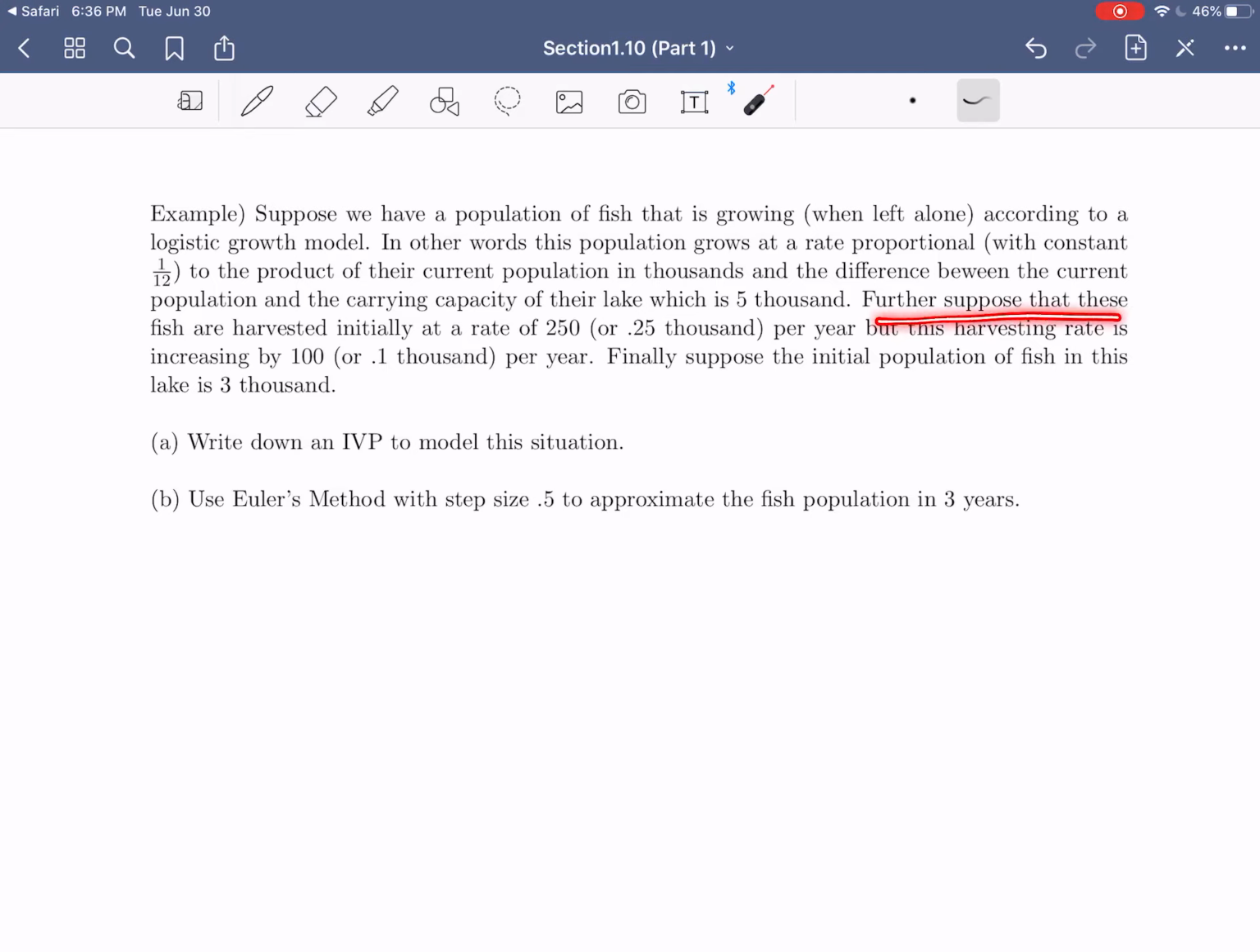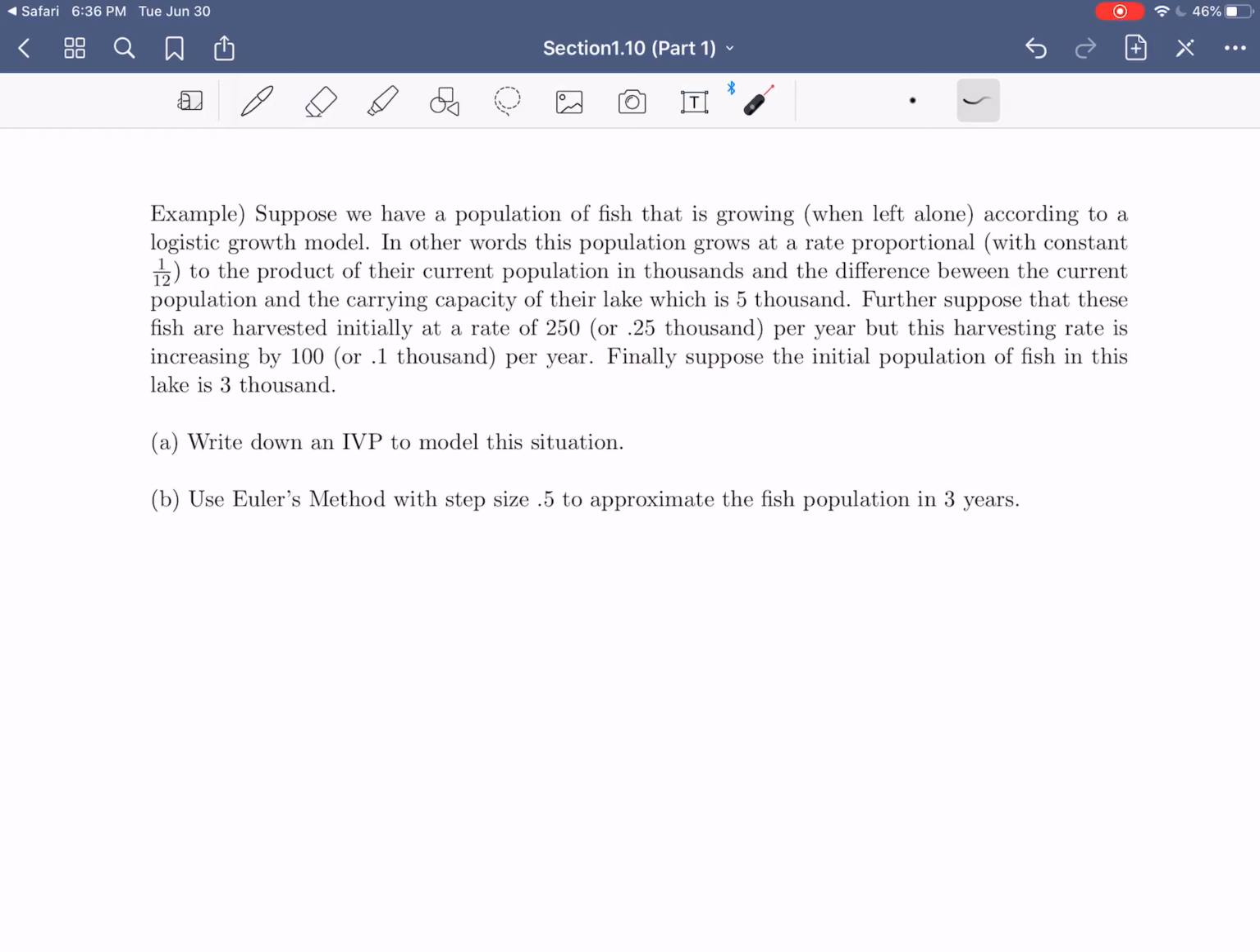We're going to further suppose that these fish are being harvested initially at a rate of 250, or since we're going to measure everything in thousands, 0.25 thousand per year. But the harvesting is increasing by 100, or 0.1 thousand, per year. So the rate of harvest is increasing over time. So it's not just a constant harvest. How many are being harvested each year is actually going up. Finally, we're going to suppose that the initial population of this fish in this lake is 3,000.